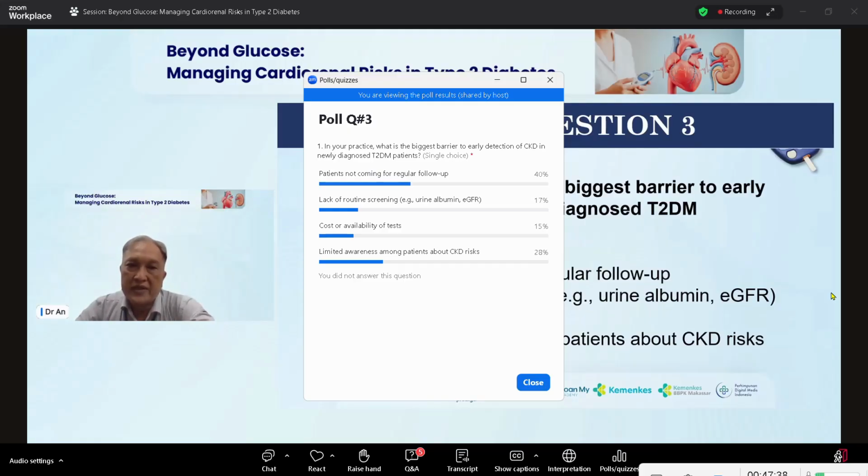17% is the lack of routine screening, for example urine albumin, eGFR. Yes, we almost think about it in the rural area or small community health center. And 50% of us think about the cost or availability of tests. Yes, if we belong to the community health center or primary care level.